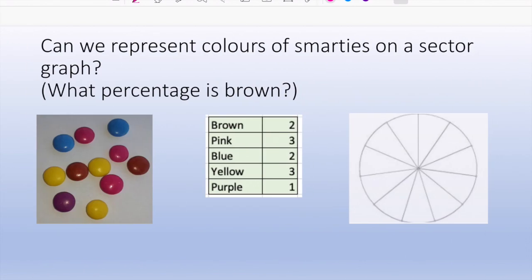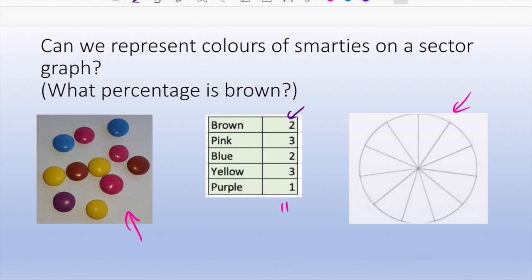All right, next slide. Hopefully you've seen this photo before, but this is a photo of how many Smarties came out of one Smartie box. And it says, can we represent these Smarties on a sector graph? Now, I've found there's actually 11 Smarties here. So I've found a sector graph with 11 slices. Now I'm going to put that into the information. Instead of colouring them in like I did last time, I'm just going to write their name into it.